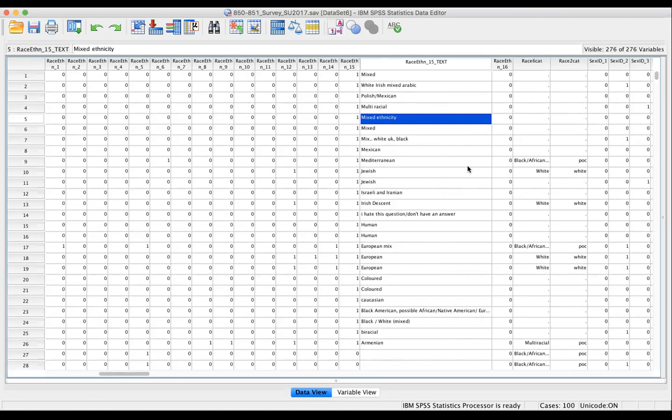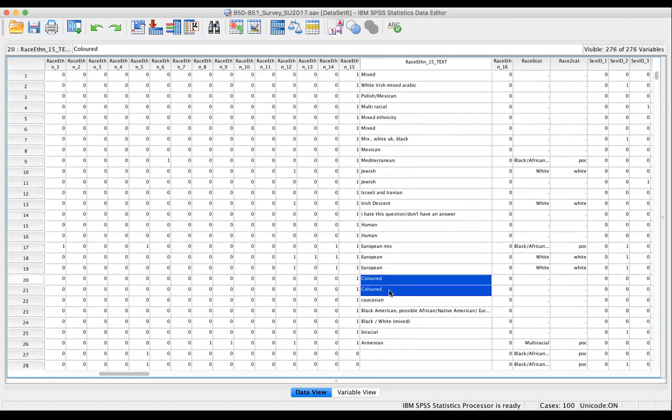Some folks gave us enough information in the check all that apply to be able to categorize them in some way over here. And some people put in something else. So things like human. We have 2 people who are human in here, and they didn't put anything else in, so they're just missing because we don't know. We have these folks in here who are presumably South African. What do people think about how we categorize those folks?